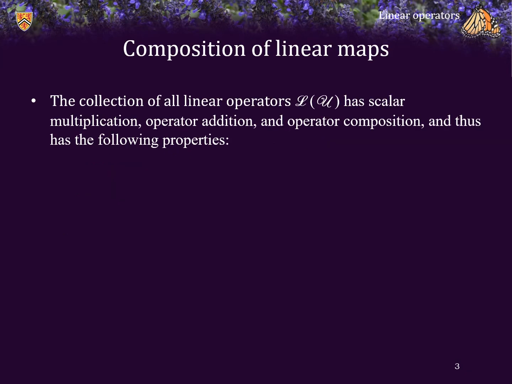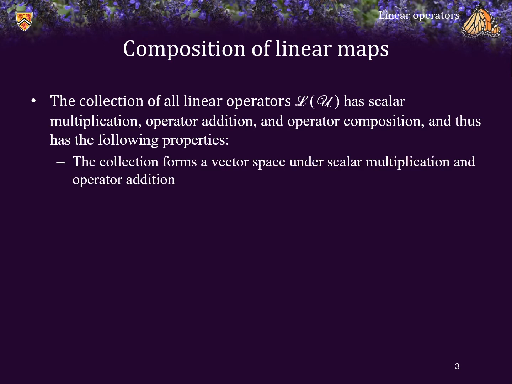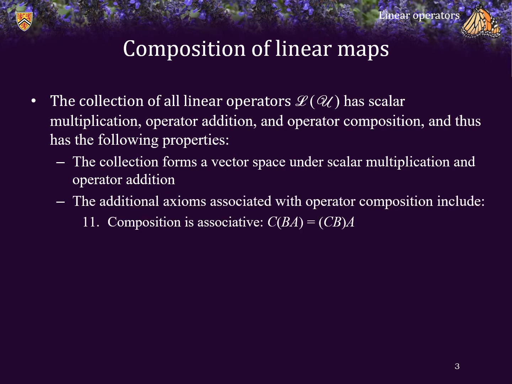Now recall that the collection of all linear operators mapping a vector space U onto itself is represented by script L of U. It has scalar multiplication, operator addition, and operator composition, and thus it has the following properties. The collection forms a vector space under scalar multiplication and operator addition. The additional axioms are associated with operator composition, including the fact that composition is associative.